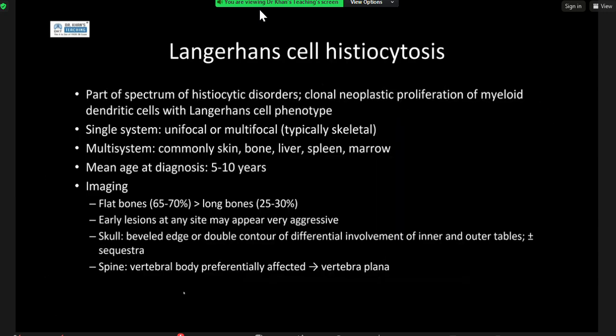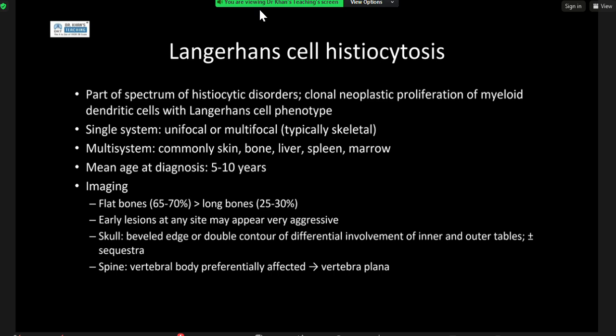Lovely description. I think those are quite tricky on the MR, to be given the MR to start with. It is part of a spectrum of histiocytic disorders. These can present with either a single lesion or multiple lesions, and the CT is a really nice example, particularly with that 3D recon of seeing that skull lesion with that beveled edge.